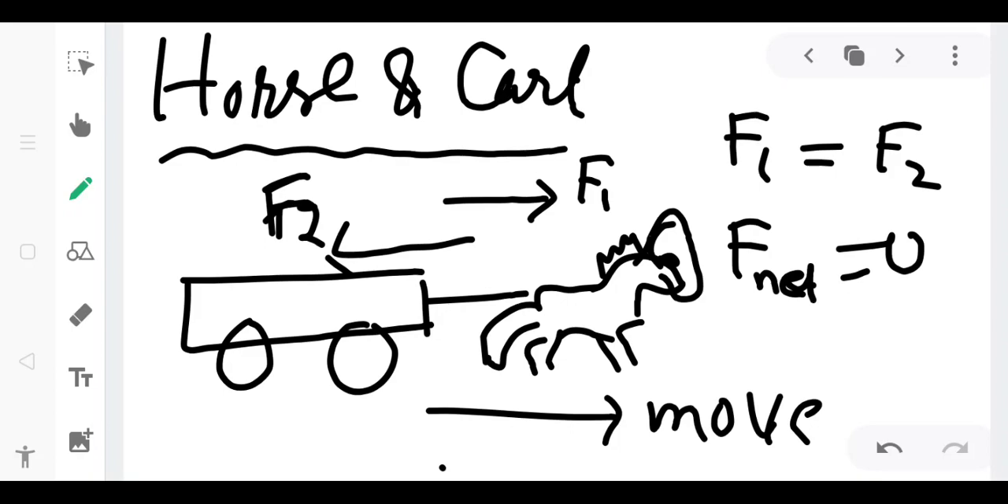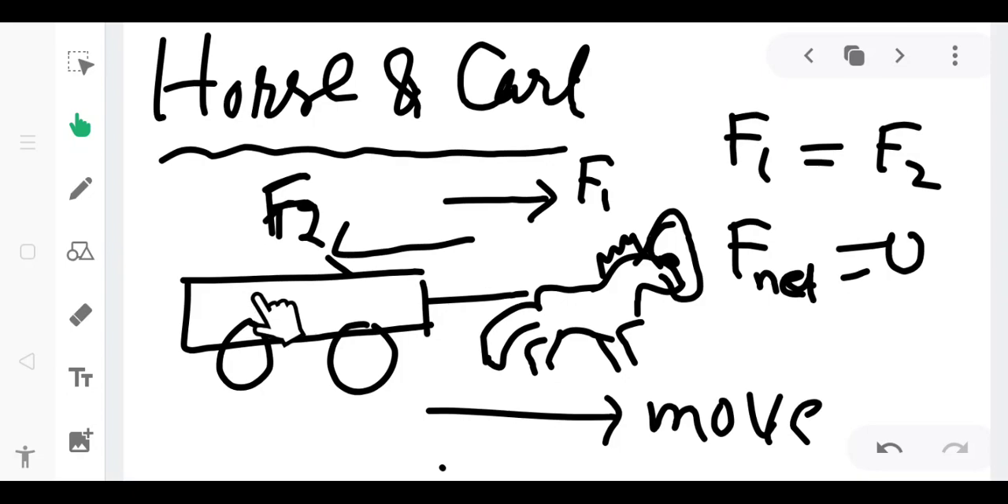We have committed a mistake that we haven't decided which one is the system. Which one is the system? We are just told that the horse is applying a force F1 on the cart in the forward direction, and the cart is applying a force F2 on the horse in the backward direction.